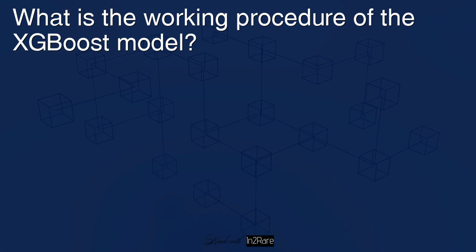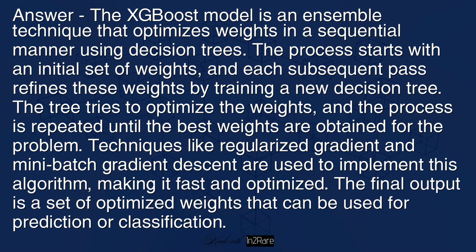What is the working procedure of the XGBoost model? Answer: the XGBoost model is an ensemble technique that optimizes weights in a sequential manner using decision trees. The process starts with an initial set of weights, and each subsequent pass refines these weights by training a new decision tree. The tree tries to optimize the weights, and the process is repeated until the best weights are obtained for the problem. Techniques like regularized gradient and mini-batch gradient descent are used to implement this algorithm, making it fast and optimized. The final output is a set of optimized weights that can be used for prediction or classification.